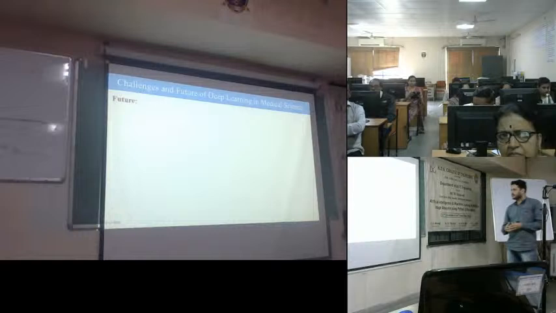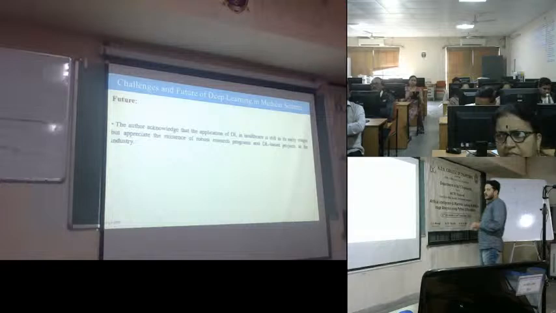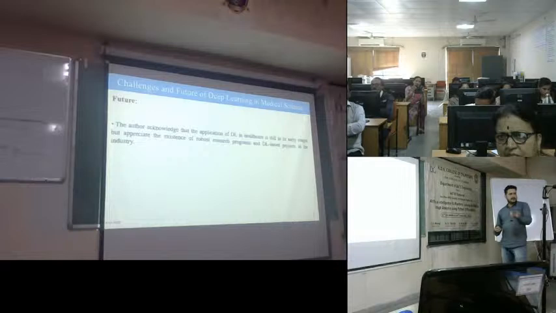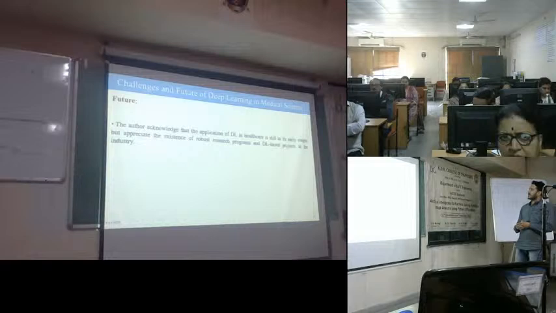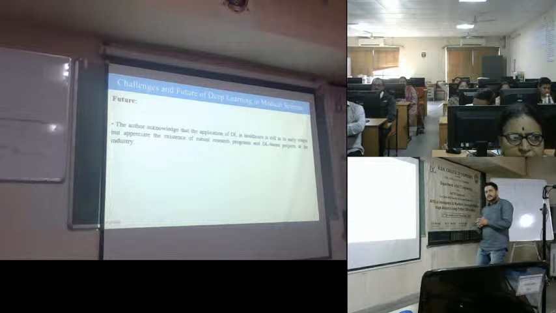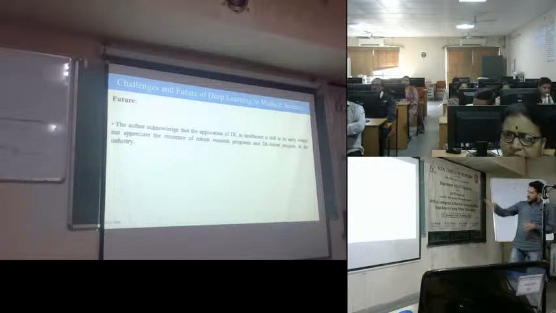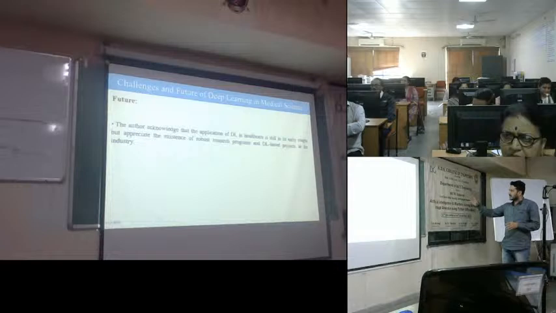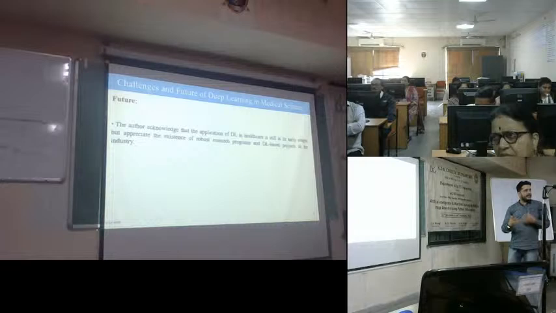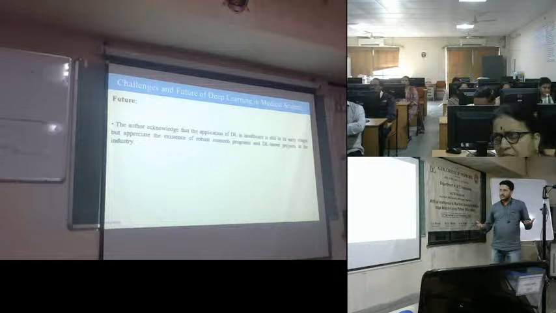Authors have also mentioned a few points related to future work. What are the futuristic points that the researchers will consider? The author acknowledged that the application of DL in healthcare is still in its early stages, but appreciated the existence of robust research programs and DL based projects in the industry. So the authors have mentioned that the healthcare sector is still lagging for this kind of application. But the authors have also appreciated that research programs and DL based projects are going on in the industry. Industries are taking initiatives along with academic and educational institutions. So there is still work required in the healthcare sector.